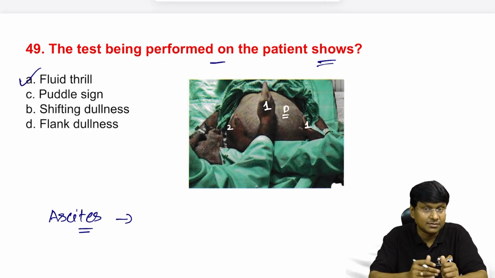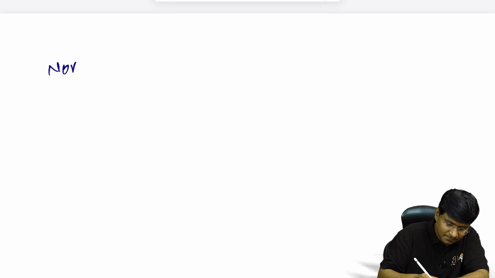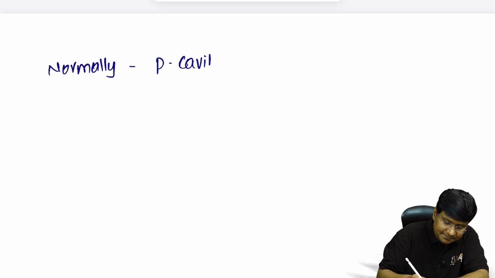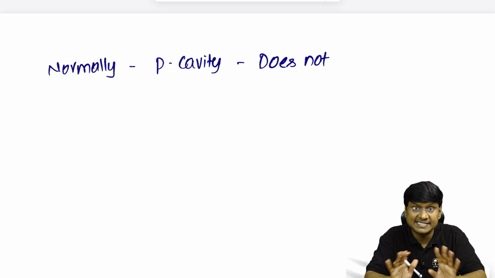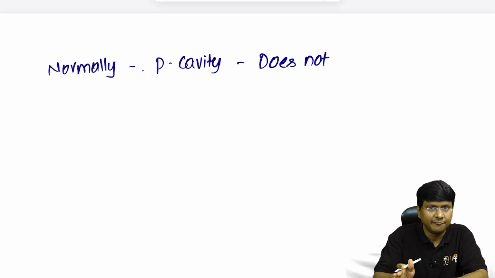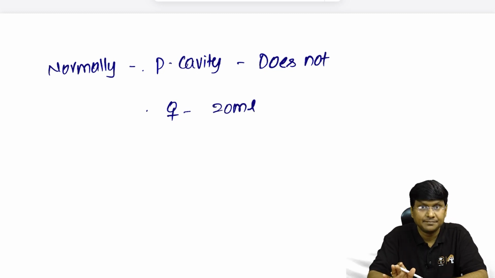Now, what are the other options then? Depending upon the severity of the ascites, the demonstration of the ascites can be done by various methods. Normally the peritoneal cavity does not have fluid. Normally the peritoneal cavity fluid is zero, both in men and women. Only in females during the mid-ovulatory cycle there can be up to 20 ml in the peritoneal cavity.